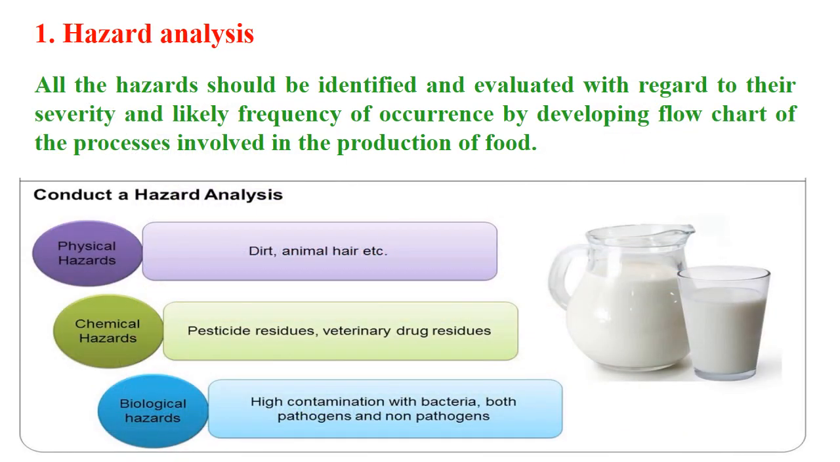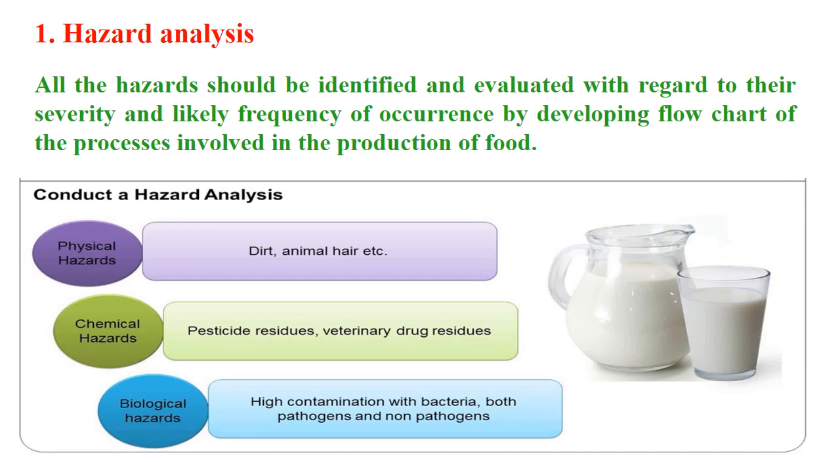So first principle is hazard analysis. Here all the hazards should be identified and evaluated with regard to their severity and likely frequency of occurrence by developing a flow chart of the process involved in the production of food. So for any food, there are steps of processing, so we should have a flow chart, and at every step we should analyze where there is a possibility of loss of control, and when that loss of control happens, it may lead to a hazard. So this analysis of the entire process is called hazard analysis.